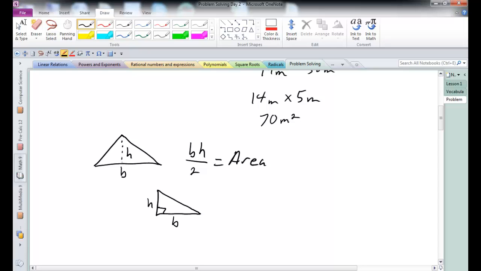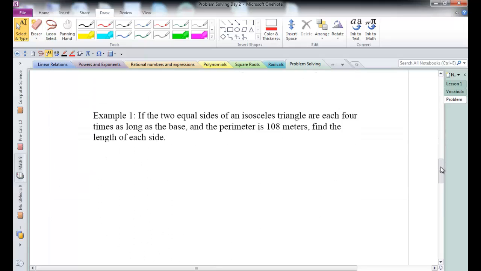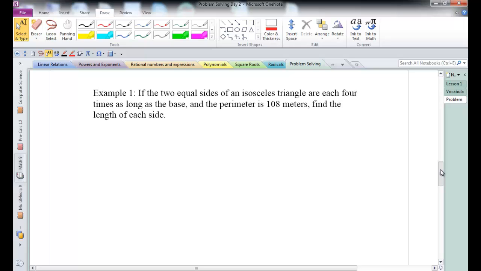Let's do a few together. Have a look at this one. Pause the video and you can try it, and then you can watch my solution. If the 2 equal sides of an isosceles triangle are each 4 times as long as the base, and the perimeter is 108 meters. Find the length of each side.